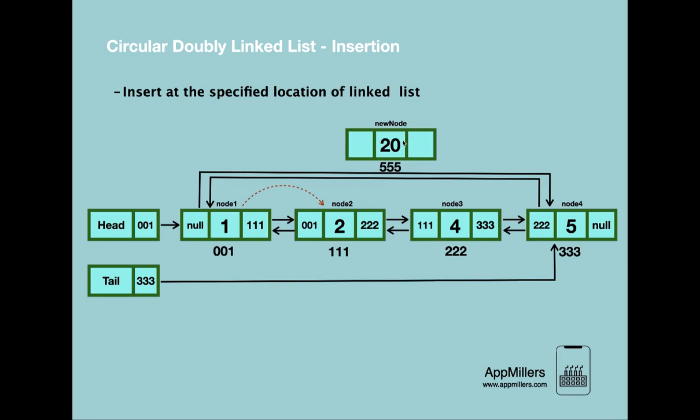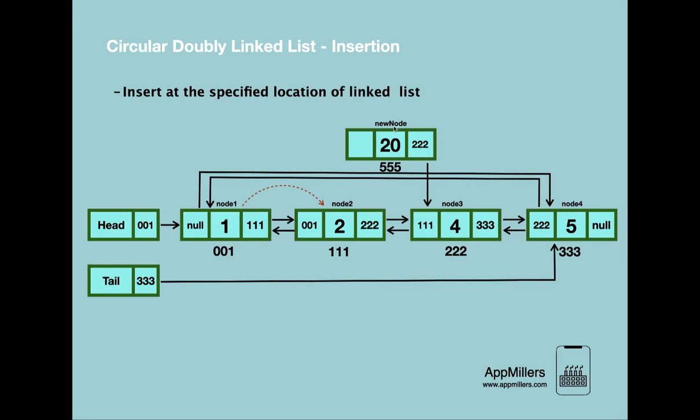And then we need to update the next and previous reference of the new node. We know that the next reference of node 2 points to node 3, which means that the next reference of node 2 is the physical location of node 3. So by taking this value and updating the next reference of the new node, we will create a link between the new node and node 3. The physical location of node 3 is 222. So we put 222 in the next reference of the new node, and it creates a link between the new node and node 3.